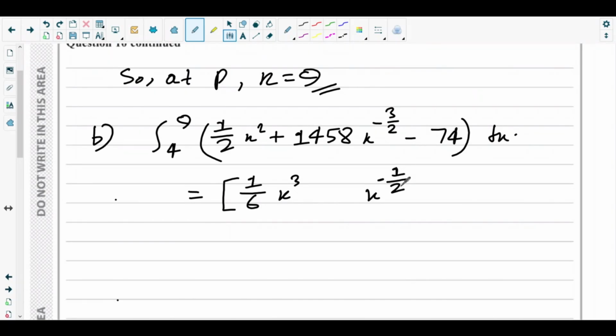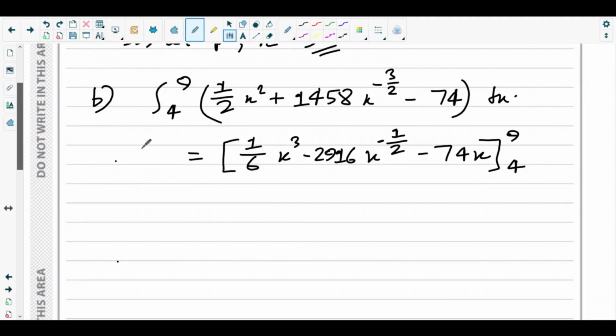So 1458 divide negative half. 1458 divide negative 0.5, that would give you negative 2916. Okay, just add 1 with the power, you will get the new power. Use this new power to divide the previous coefficient of x. That's it. And negative 74, that would be just x. Okay, so 9, 4.